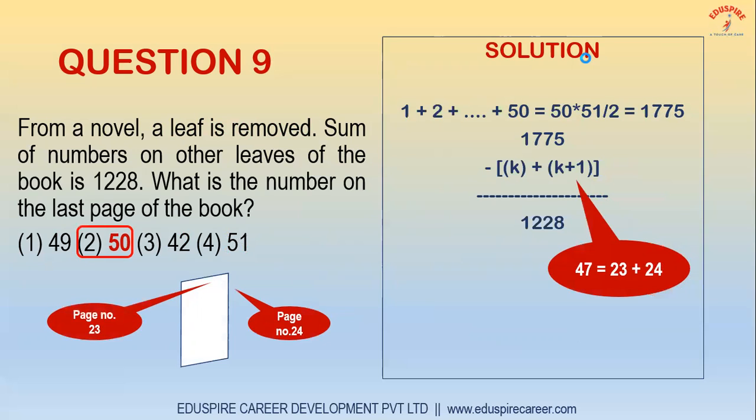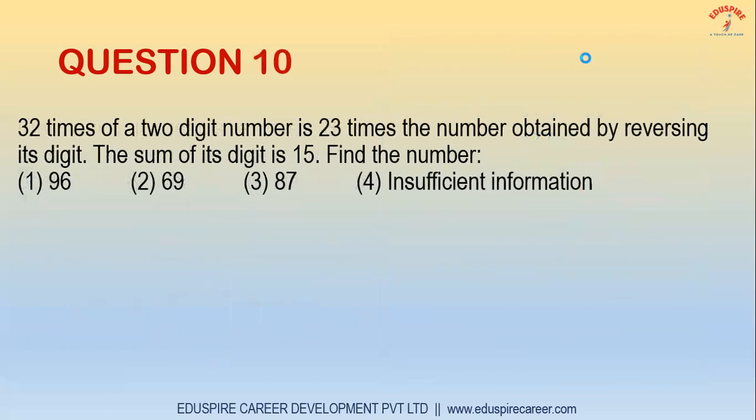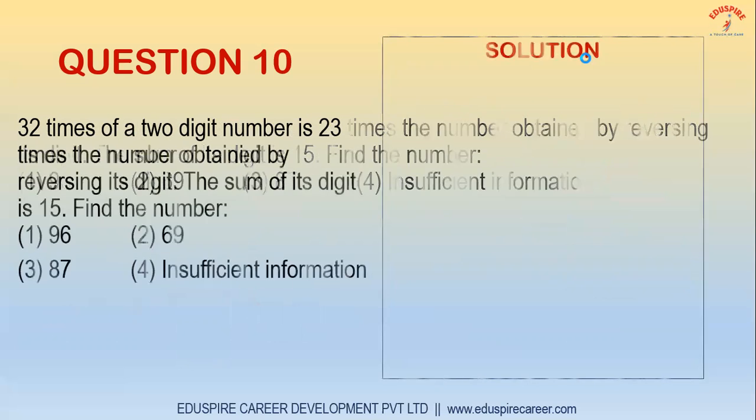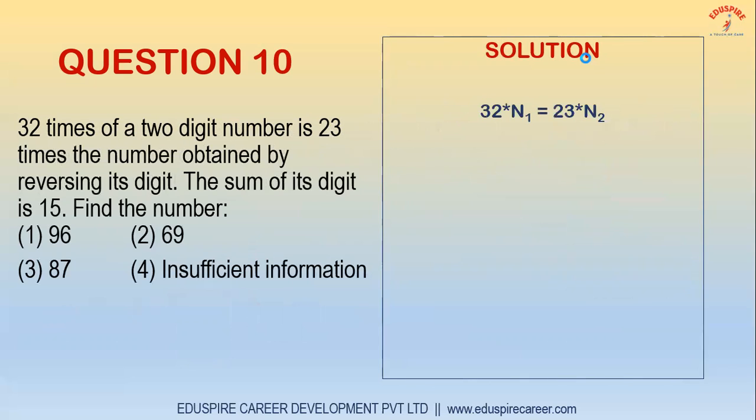So we'll move to the next one. All right, this is question number 10. So we are expected to find a number given some properties that they have said. So let us look at this number quickly. So if I assume the original number to be n1 and n2 happens to be the number obtained by reversing its digits, what they have said is 32 times of n1 will be equal to 23 times of n2.